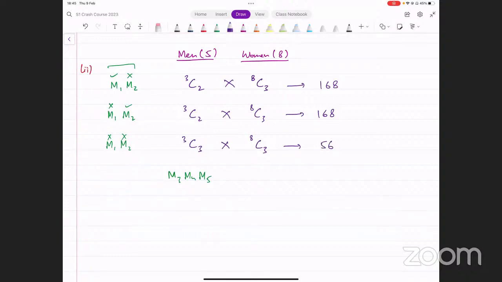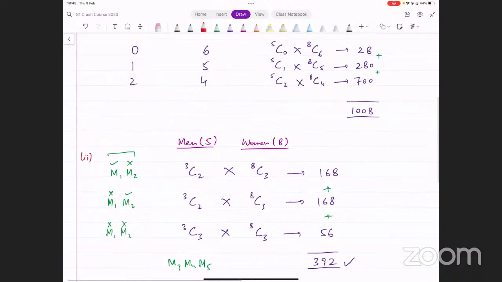And now, since it could be any one of these three cases, what we do is we add these cases together. We're saying it's either the first case or the second case or the third case. So we add those possibilities and the total turns out to be 392. And that is the answer. That's the number of ways in which you can select this committee, given this condition is met.